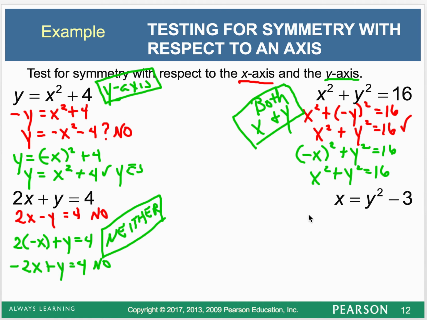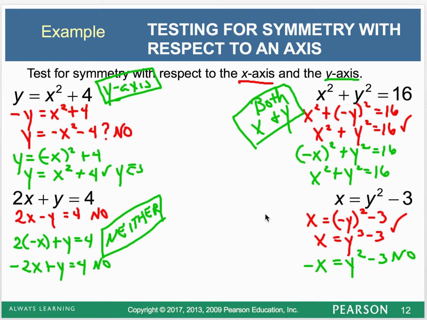Let's check this one. X first, so that means we want to replace the y. And if we simplify that, we get the exact same thing. So it has x-axis symmetry. Let's check for y, which means replace the x. And there's really no simplifying to do. So this one only has x-axis symmetry.